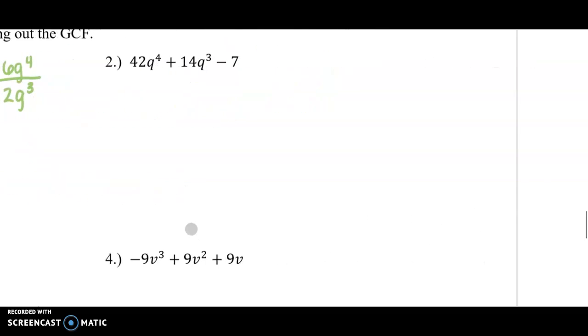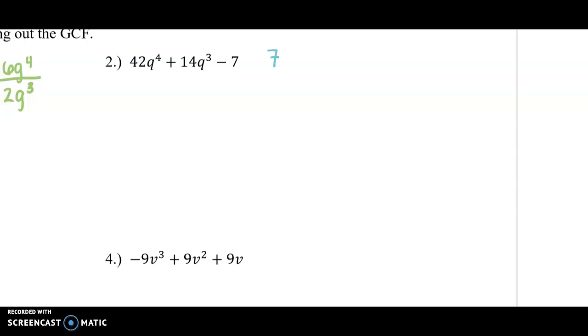Okay, let's go ahead and look at number 2. So let's figure out what the GCF is. What is the greatest common factor that goes into all of these? If you look at the three terms that you have, they all have a number, so that's good. So 42, 14, and 7, the largest number that goes into all of those is 7, but they don't all have that same variable q, which means 7 is actually the only thing that I can take out of there. So 7 is my GCF.